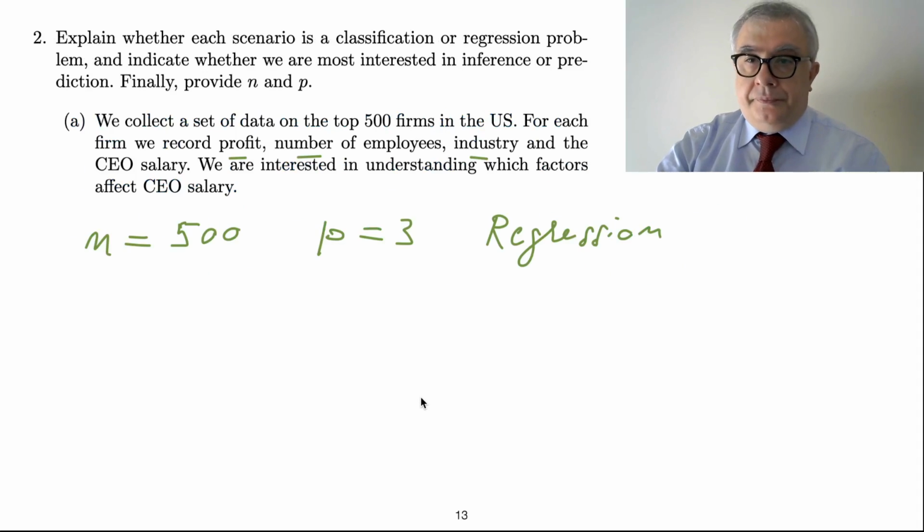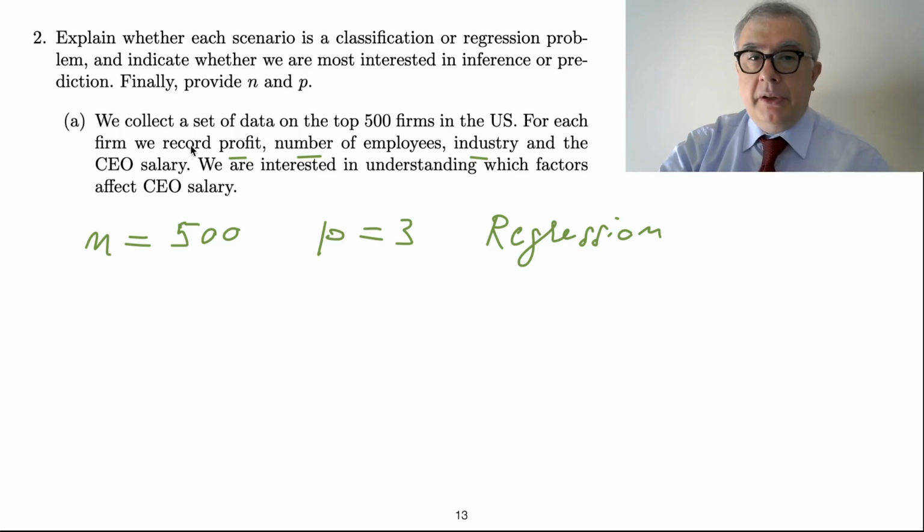Okay, here we have some scenarios in which we have a learning problem that is described, and we are asked to say whether this is a regression or classification problem, and also to provide values of n and p. N is the number of observations and p is the number of predictors.